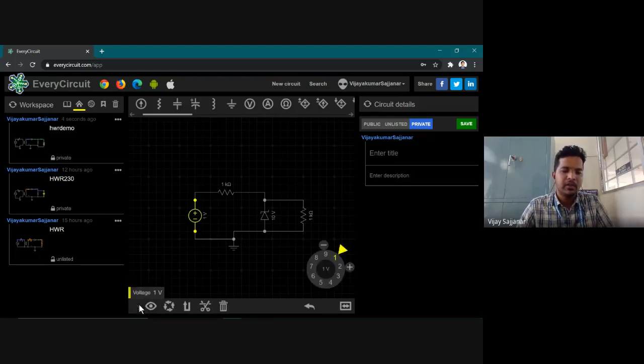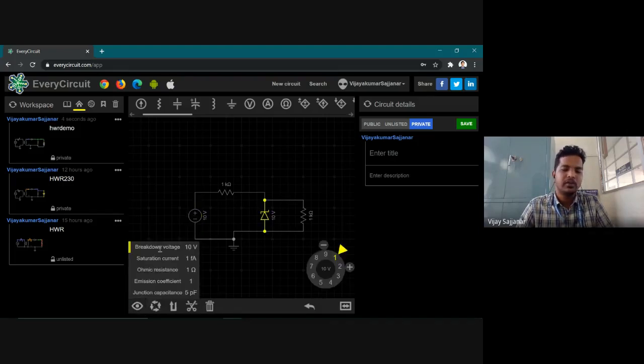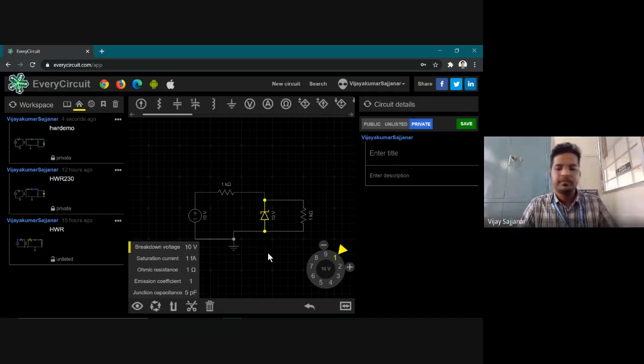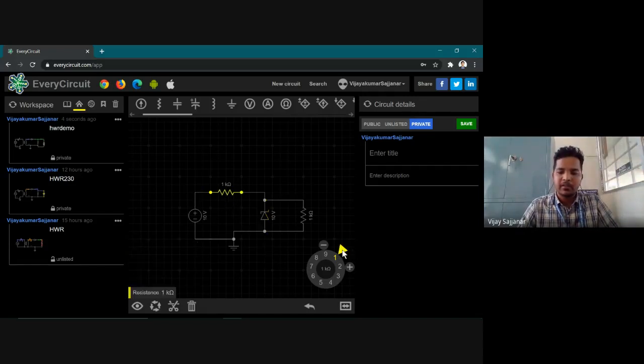Let's make some changes. We'll keep this at 10 volts. Why 10 volts? Our Zener diode breakdown is at 10 volts. The breakdown voltage of the Zener diode is 10 volts. So this circuit will be trying to keep the voltage constant at 10 volts. This is a very large resistance. We'll try to reduce it. Series resistance with a voltage source should always be small. So I'll use 100 ohm. This should be good enough.